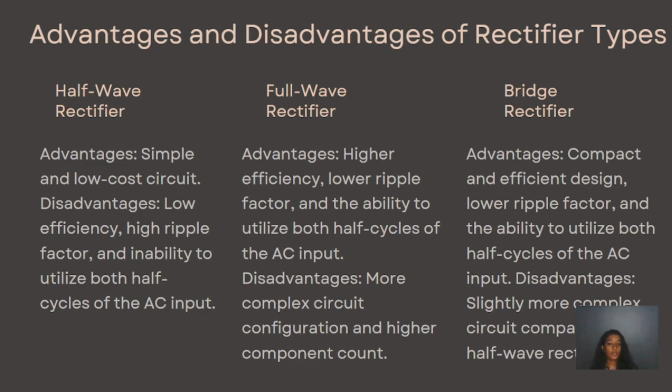Advantages of the bridge rectifier are that it is compact and has an efficient design, and also has low ripple factor and the ability to utilize both half cycles of the AC input. Whereas the disadvantage is a slightly more complex circuit compared to a half-wave rectifier.